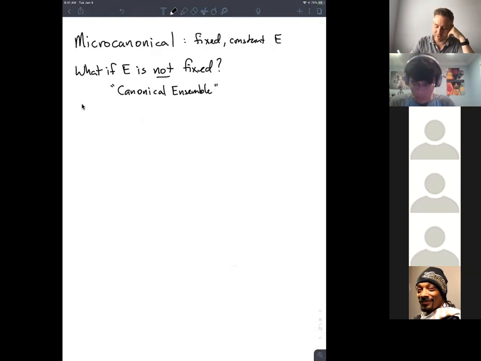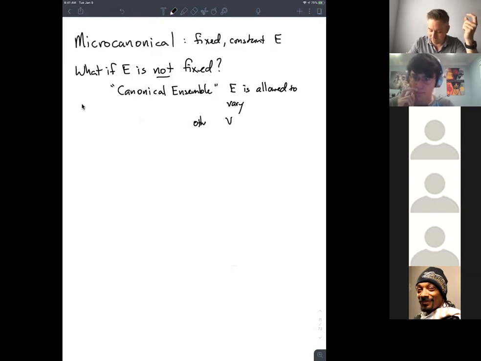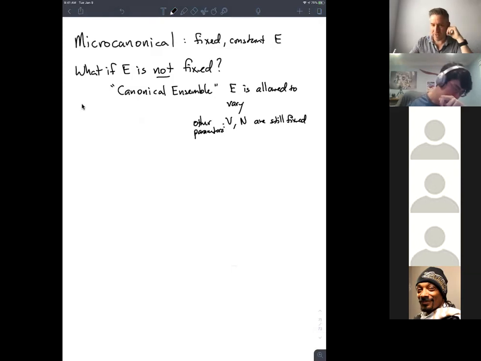Okay, so in the canonical ensemble, E is allowed to vary, but other parameters of the system, such as the volume of the box and the number of particles you're talking about, and I think for now that's what we'll leave it at, these are still fixed. Okay, so the volume and the number of particles, we're going to leave as a fixed number. But now what we're going to do is allow the energy to fluctuate a bit.